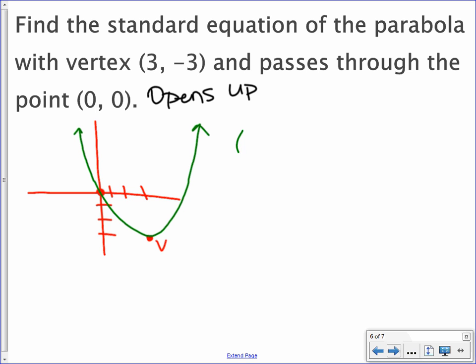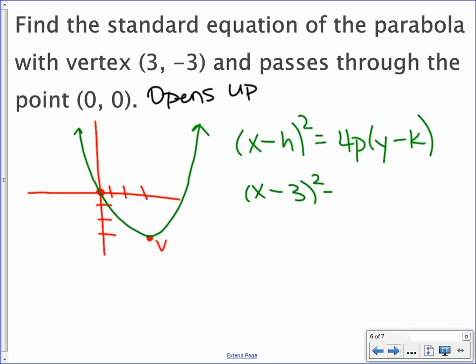So we know we're going to have x minus h squared equals 4p times y minus k. And we know our vertex is at 3, negative 3. So I'm going to write x minus 3, the quantity squared, equals 4p times y plus 3. Now, we don't know anything about a focus or directrix, so we do not know the p-value. How will we find it?